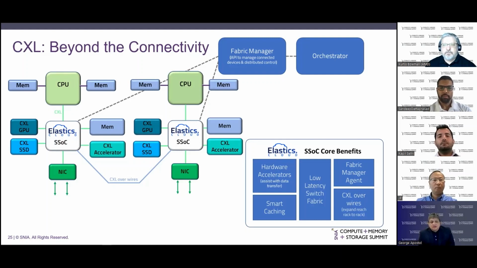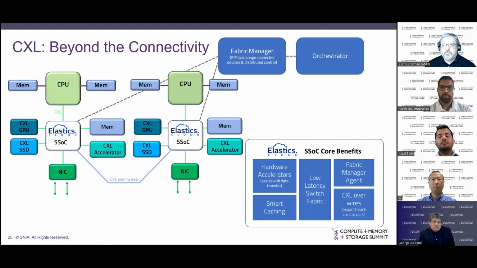So inside the chip, as we're designing, has a number of hardware accelerators to help with the data transfer and the requirements of those data transfers. Smart caching in order to hide some of the latency that these devices will have as they're connected to multiple heterogeneous compute environments. A switch, obviously, so that you can have the connectivity and peer-to-peer capability that is provided in CXL 3.0. And then also being able to expand that over different types of medium in order to get better efficiency both inside the rack and rack to rack.